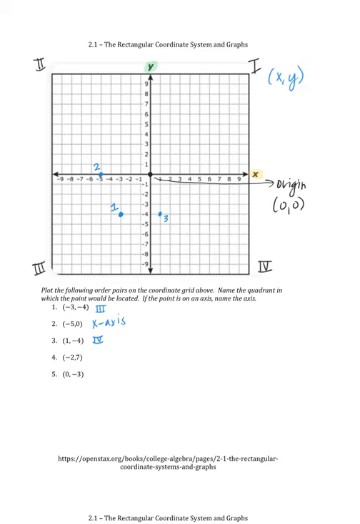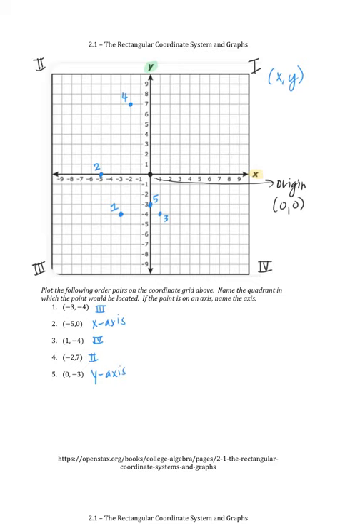Number 4 is -2, 7. So -2, left 2, and then +7, up 7. So there is point 4, and that is in quadrant 2. All right, and then last we have number 5, which is 0, -3. So 0 left and right, down 3. So there is point number 5. And that is on the y-axis.